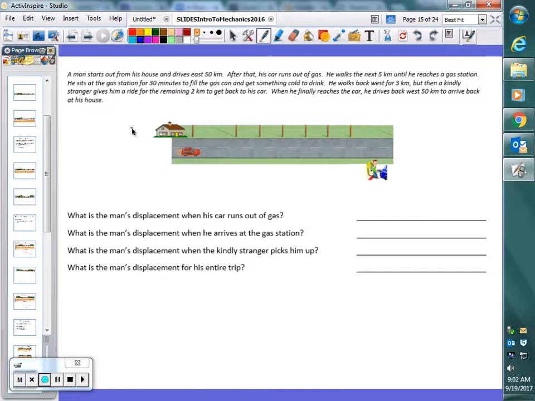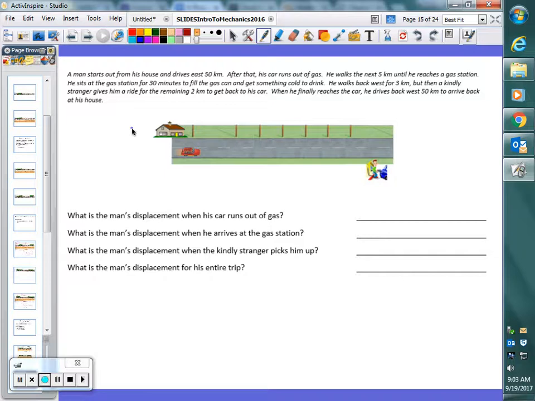There's a picture of a man and a car, okay? And so the story goes like this. A man starts out from his house and drives east 50 kilometers. After that, his car runs out of gas. He walks the next 5 kilometers until he reaches a gas station. He sits at the gas station for 30 minutes to fill his gas can and get something cold to drink. He walks back west for 3 kilometers. But then a kindly stranger gives him a ride the remaining 2 kilometers to get back to his car. When he finally reaches his car, he drives back west 50 kilometers to arrive back at his house.